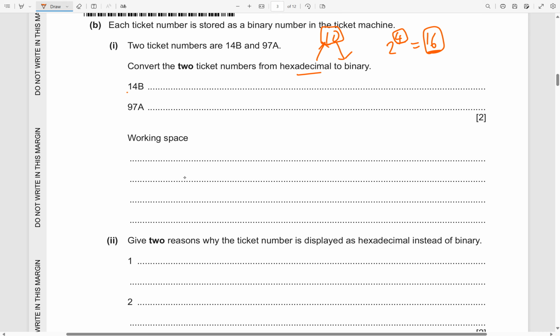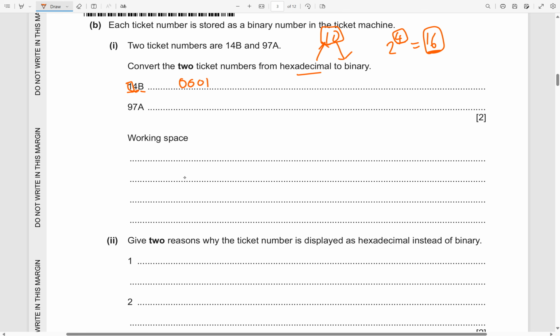Alright, so what we have to think is basically we're just going to treat these hexadecimal digits as individual. And then we're just going to convert them to binary individually. So the first one here, right, just this 1. Well, then we're going to convert this 1 into 4 bits, right? So that's going to be 3 zeros, then a 1.